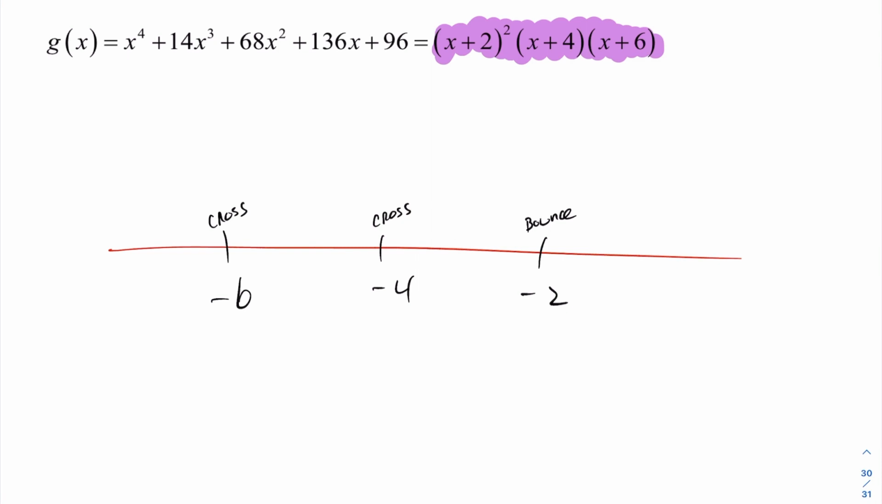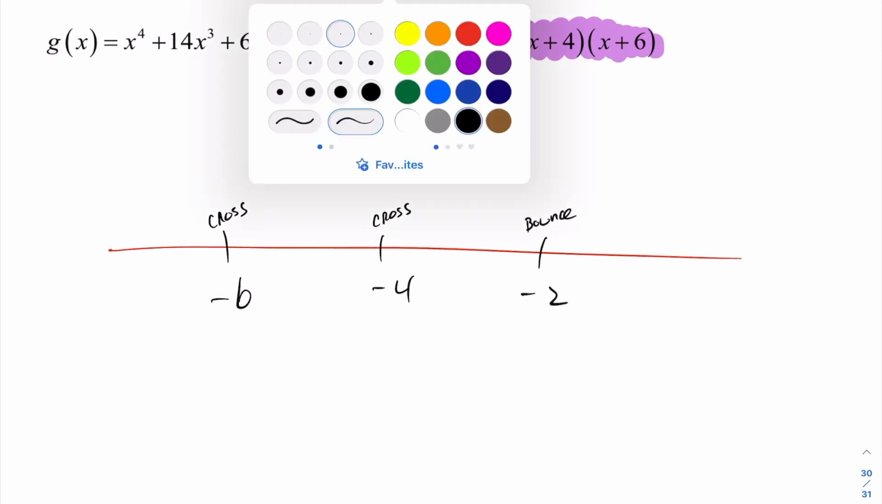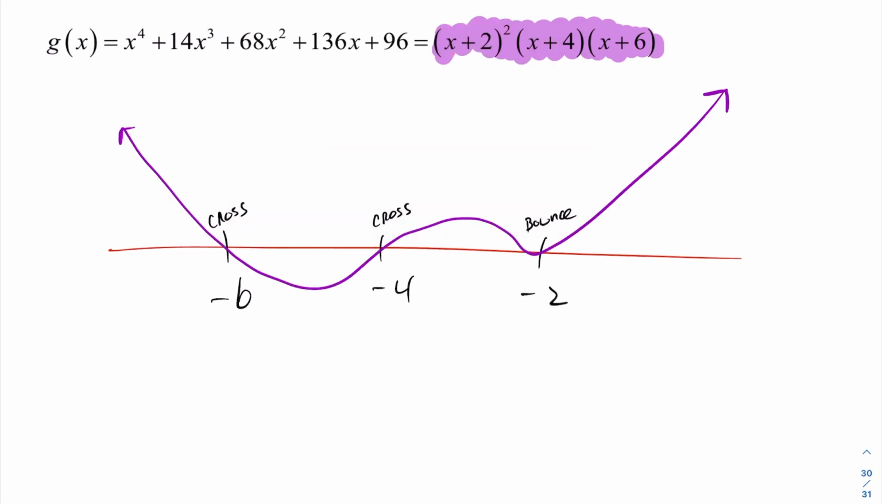So the general shape of this higher order polynomial will be something along these lines here, where we are bouncing off of that root. Again, that multiplicity was even, it's a 2, so we're going to bounce off that root, tend towards our next root, we're going to cross because it's odd, tend back up towards the root of -6, cross because it's odd, and we have our polynomial.